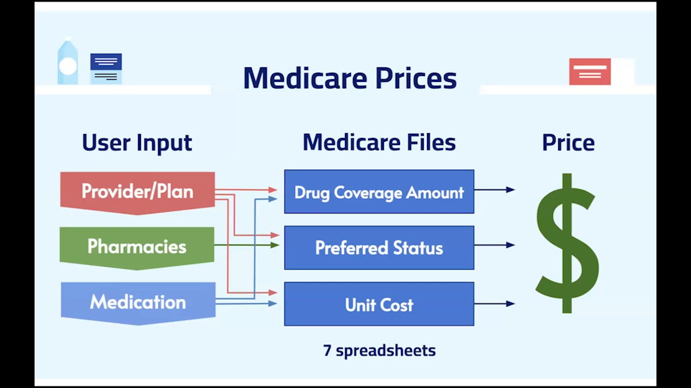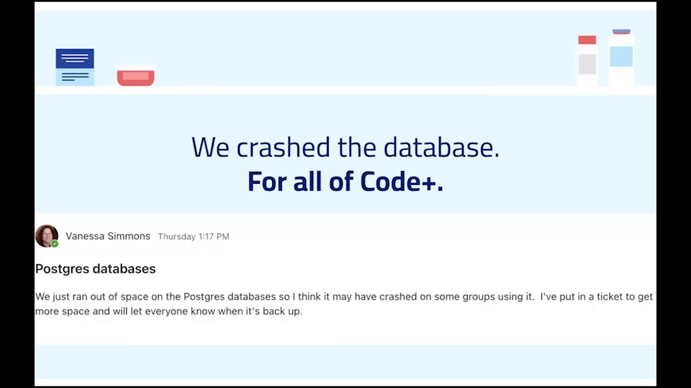But in the process, we crashed the Code Plus database. It was most likely the 40 gigabyte pharmacy file, which had all the unique combinations of every single health plan and pharmacy in the US. But in the end, we were able to fix that issue and filter for only North Carolina plans and whittle our database down to only about 200 megabytes.